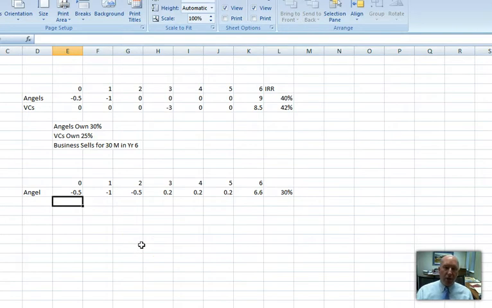Feel free to go back and read or watch this again as many times as you need to understand the internal rate of return function. It's really important to understand the time value of money and to calculate investor returns.